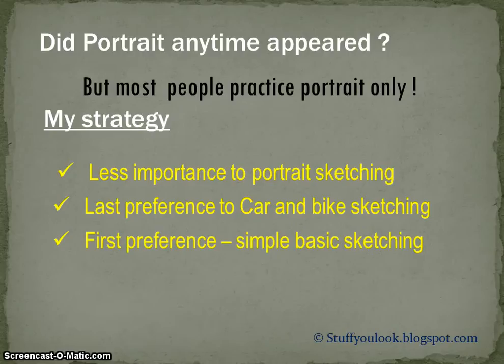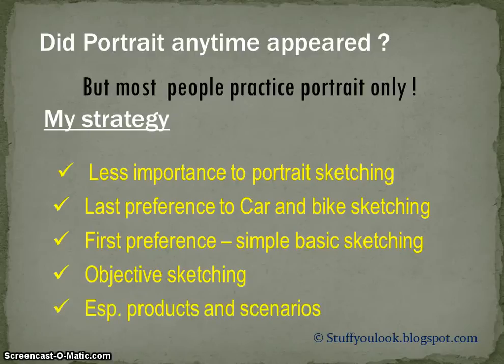My first preference will always go to the simple basic sketching and rendering works, especially line sketching, minding proportions, shape or size with very good looks. Objective sketching is what I would like to do mostly, especially products and several scenario sketches with my own imagination. Okay, if I get master's admission, then only I will go for detailed portraits, car and bike sketches. That too only if it's absolutely required.